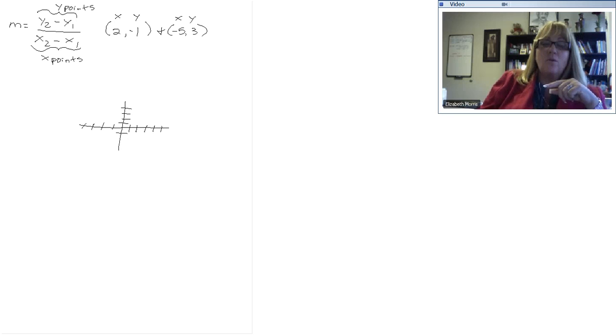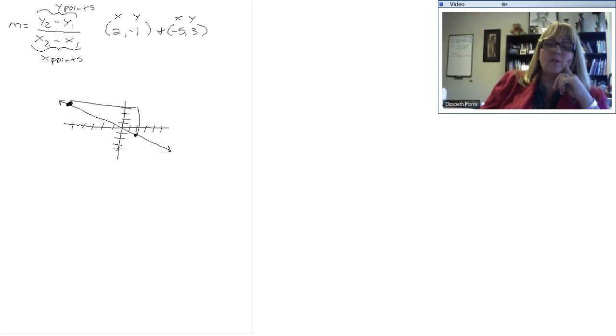So, let's see. Positive 2, negative 1 would be right there, and negative 5, positive 3 would be up here. Now we could connect these and we'd have a straight line. But I need to know, what is its slope? What is its rise over run? Meaning if I were to go from this point, how far up would I have to go, and how far over would I have to go to get to that point? This is what we call the slope, the rise over the run.